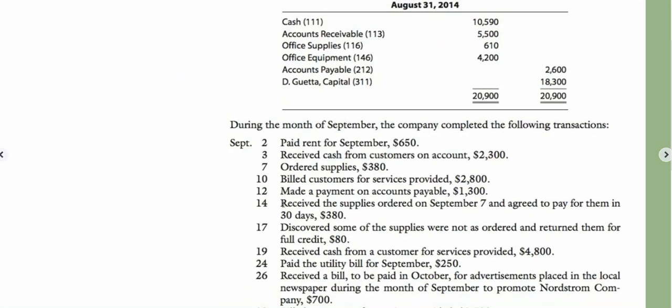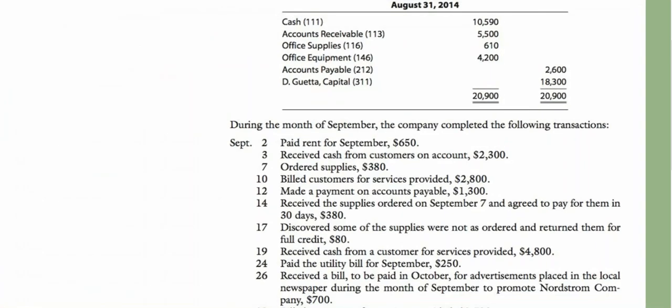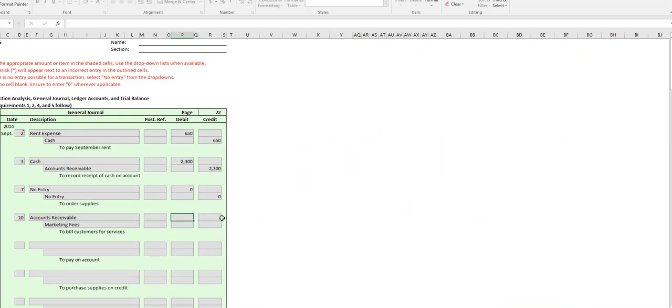So we go to the 10th, bill customers for services provided. So we didn't get paid. So that's accounts receivable. I billed them, but I did provide the services. So that would be some sort of revenue account, and the only revenue account sounding name is marketing fees. So that's what we'll put there. And that's $2,800.